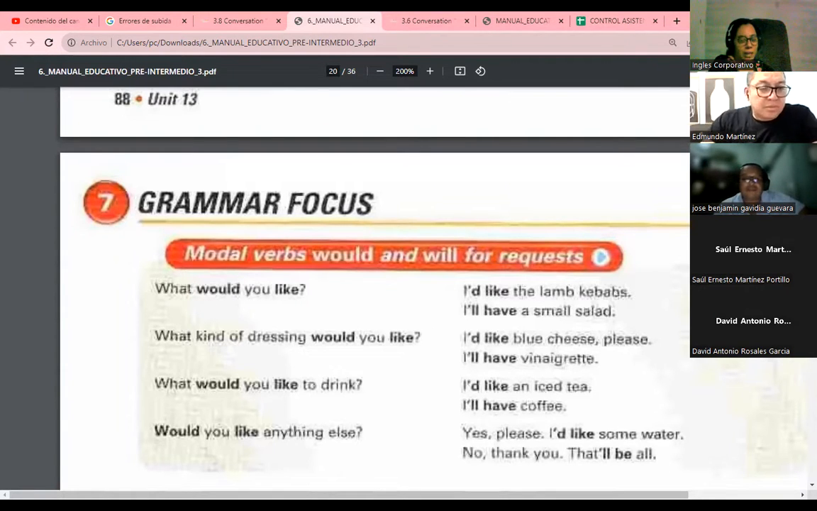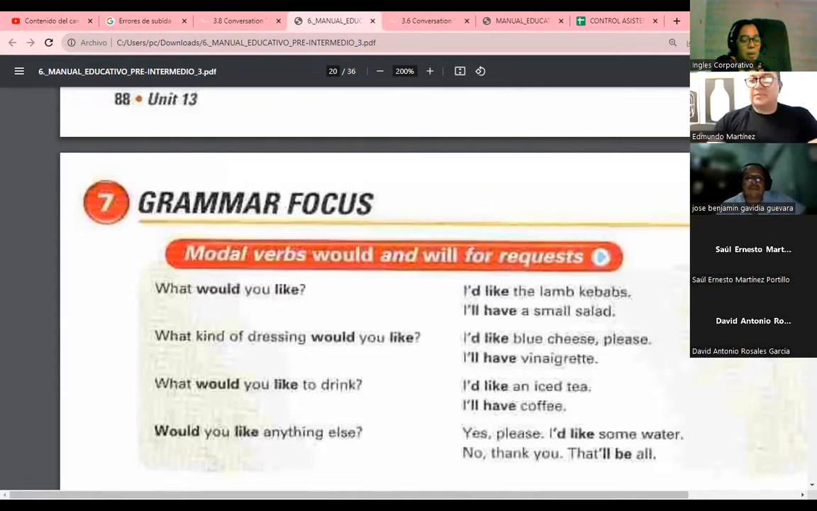What would you like to drink, Edmundo? Coffee, teacher. I like chocolate cup. Okay, chocolate. Yeah, it's so delicious, chocolate. Okay, Edmundo, what would you like? Would you like anything else? Yes, please. I like some a cup of wine. Okay, excellent, muy bien. Okay, excelente. Vamos con Benjamin.